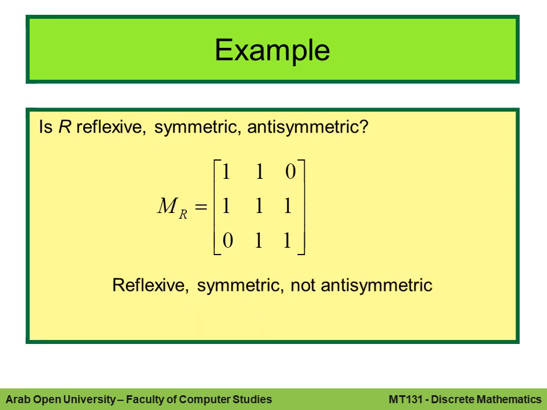Here is an example for the relation that's represented by this matrix. The relation will be reflexive because it has ones in the diagonal. It will also be symmetric because you have ones across the diagonal. And it is not antisymmetric, because to be antisymmetric you must have zeros across the diagonal from ones, which we don't have in this relation. But the relation will be reflexive, symmetric, but not antisymmetric.